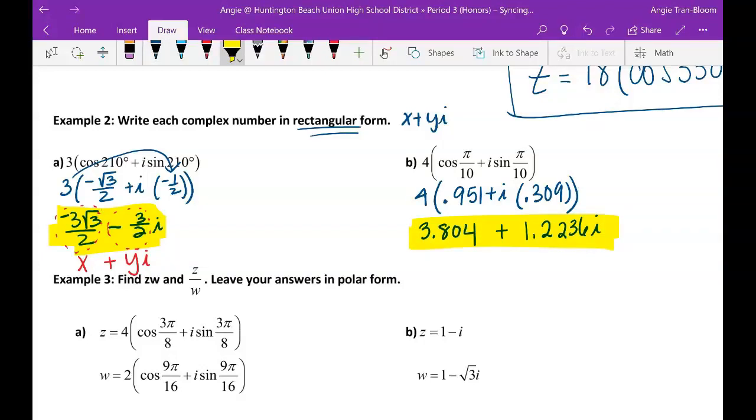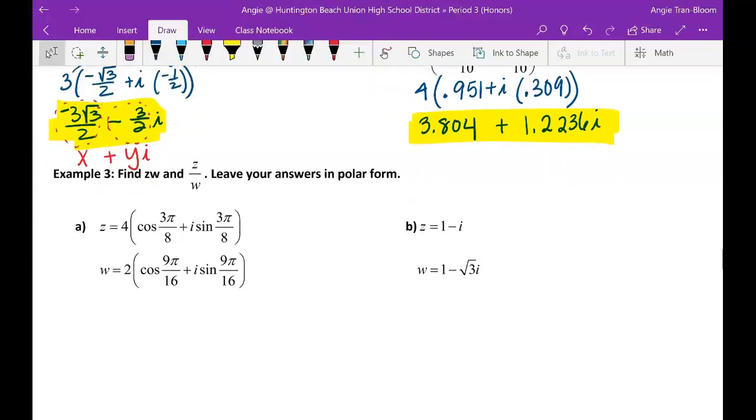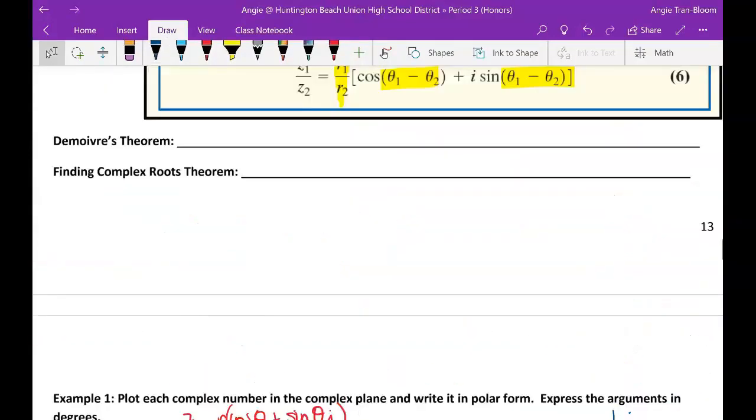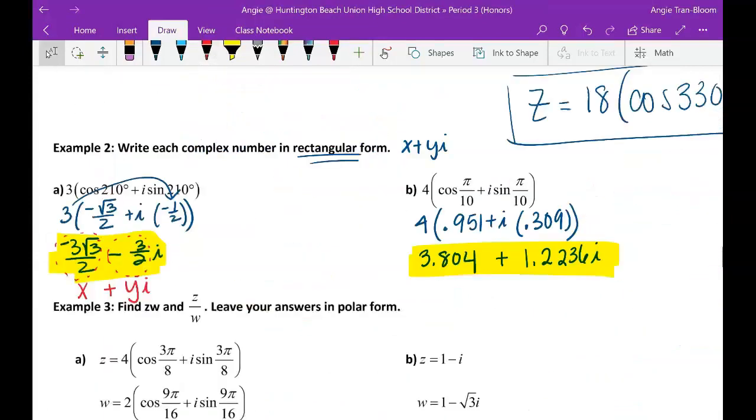Next, example 3. You're given z and w. Find z multiplied by w and z divided by w. Leave your answers in polar form. For A, it's already in polar form, so I don't have to do anything special except multiply first. Let me remind you what we do. When multiplying, we multiply the radii and add the angles. When dividing, we divide the radii and subtract the angles. Keep that in mind as we work these out.